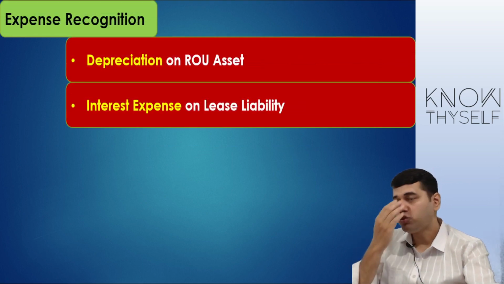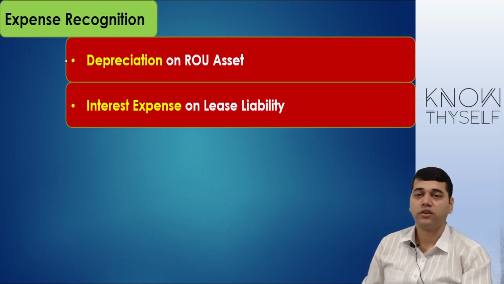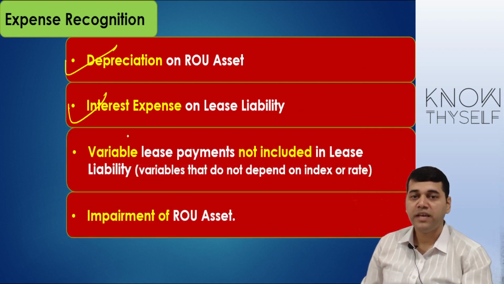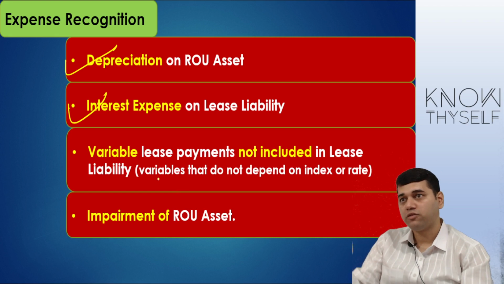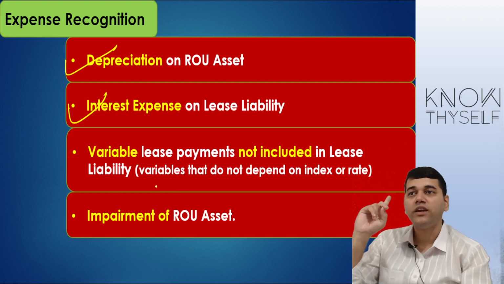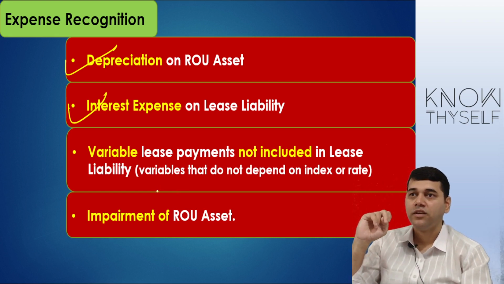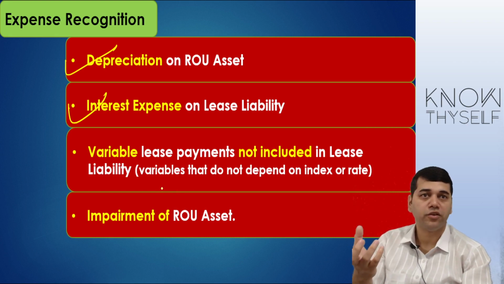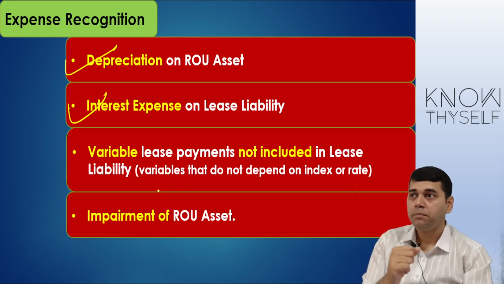Okay. How should you recognize the expense? You are going to recognize depreciation and interest expense on lease liability. Variable lease payments not included in the lease, that is also lease only. But you didn't include it in the lease liability. If any variable leases are there on basis of your sales and all, you never included. But should you exclude it?